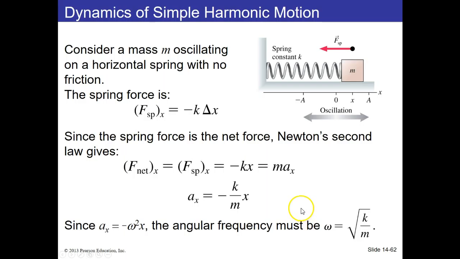If I want to look at the dynamics of simple harmonic motion, I know I have a mass oscillating back and forth on a horizontal spring. No friction at all here, so the spring force is going to be equal to negative kx. So that's how we typically have found our k value. Since the spring force is the net force, Newton's second law, we can say negative kx now is equal to ma_x. So that is the overall force for the system. So now we can say a is equal to k over m times x. Remember, k over m is omega squared. So our angular frequency here is equal to the square root of k over m.